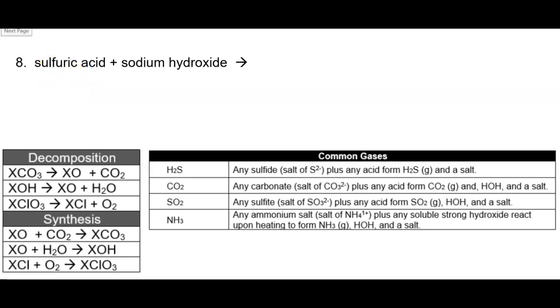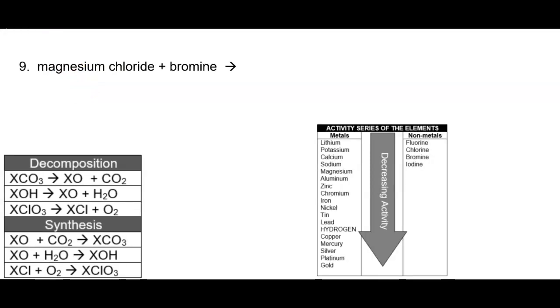That one we were going to skip. Feel free to practice if you would like. You can always check it on the key.